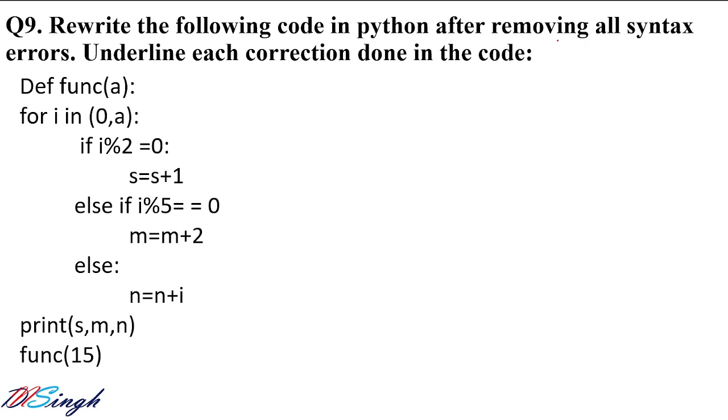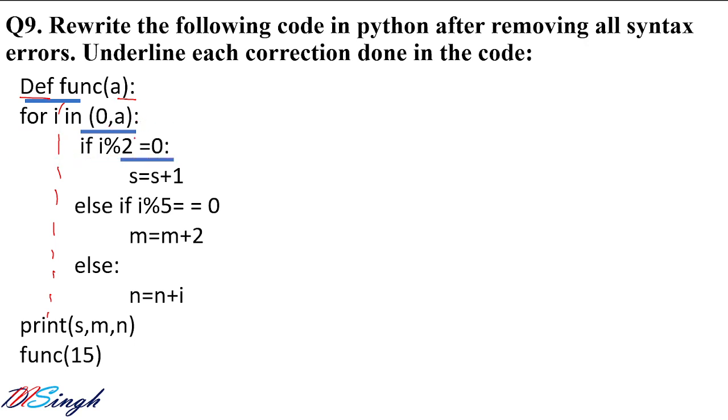Rewrite the following code in Python after removing all syntax errors, underline each correction done in the code. So first line, as we see, we come to know that this is the problem, D should be small case. Indentation issue is there because this function is a block statement, all statements under that must be indented by at least one tab position ahead. So that is not there. Next is an indentation error, and here you need to see that the range function is missing.